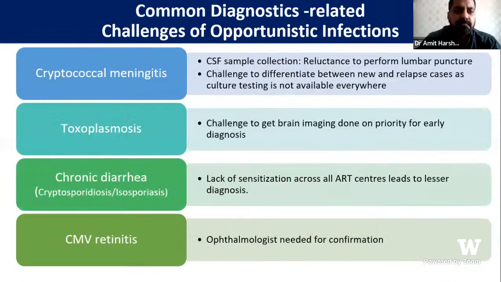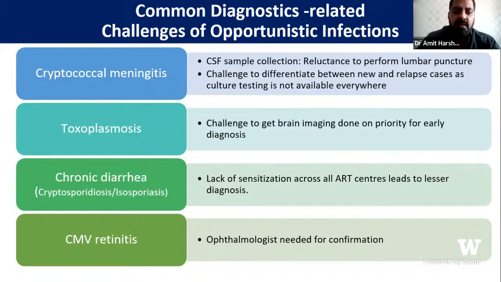Next slide, please. Cryptococcal meningitis, we are going to cover that today. There are issues with CSF sample collection, and also the differentiation between new and relapse cases has been a big issue. Also, culture testing is not available everywhere. Since we are starting with the treatment, later on this is going to be a big issue for us because of the limitation of culture testing in remote settings. Toxoplasmosis is majorly a clinical diagnosis, which Dr. Anuradha ma'am is going to talk about today.